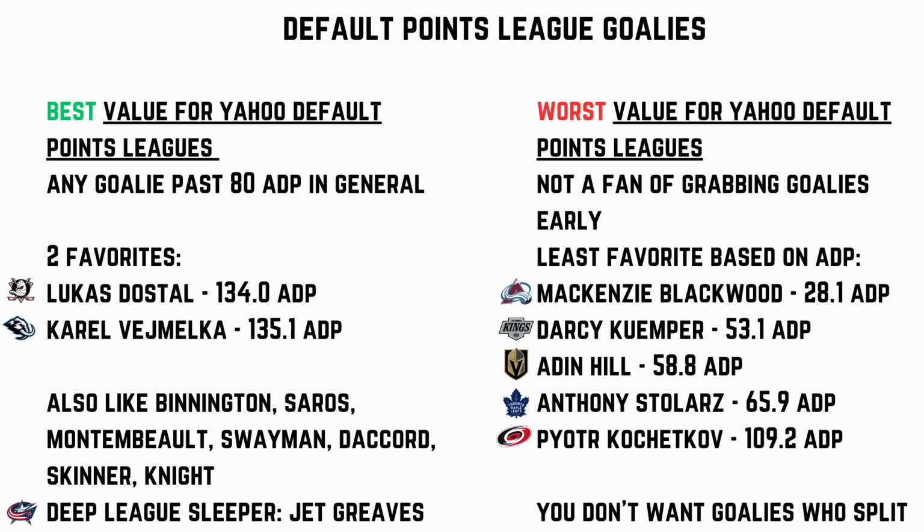Darcy Kuemper's also pretty pricey here, better in a category league. Aidan Hill is pricey. He's never seen a ton of games, and they've been linking Vegas to Carter Hart, so it's a little bit concerning for me. Anthony Stolarz, now with this Joseph Woll thing, maybe it's okay, but when Woll comes back, they could be splitting, and you don't want goalies that split in points leagues. It's just not worth it. There's going to be weeks where Stolarz might only get one game. He's just wasting a roster spot pretty much for you.